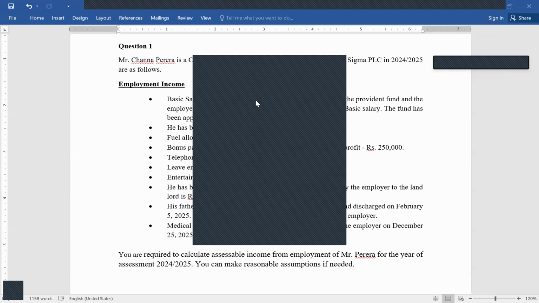So I have two answers. One is 30,000, the next one is 360,000. So 30,000 is per month. So we cannot consider monthly amount for the year of assessment. We have to multiply it by 12.